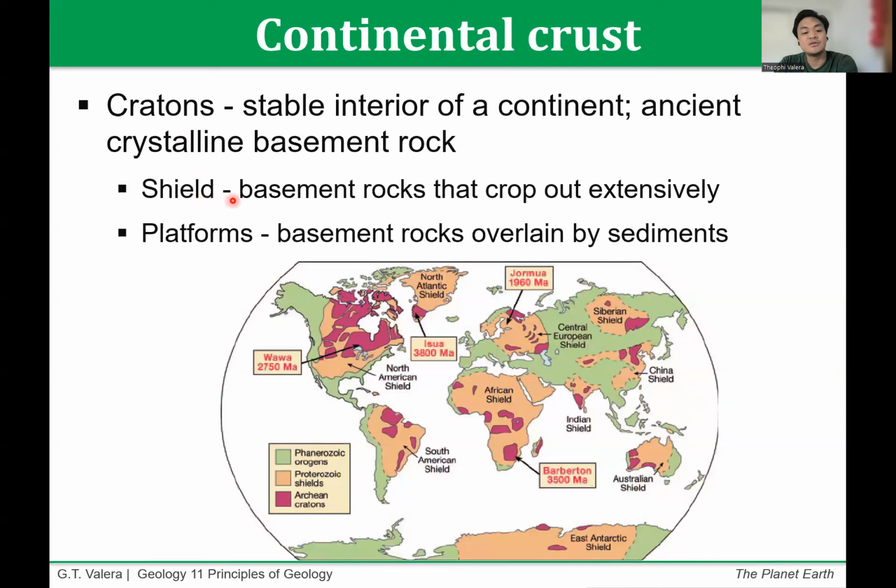And the shields are the basement rocks that crop out extensively. So for example, yung mga areas in orange, whereas platforms are parts of the cratons na hindi exposed sa surface. At natabunan sila ng younger sediments through geologic time. Okay? So here you can see that all the continents have their own cratons, so even the Antarctic shield, for example, here. And then the rest of the areas in green, Phanerozoic origins na sila, meaning relatively younger itong materials na in green.